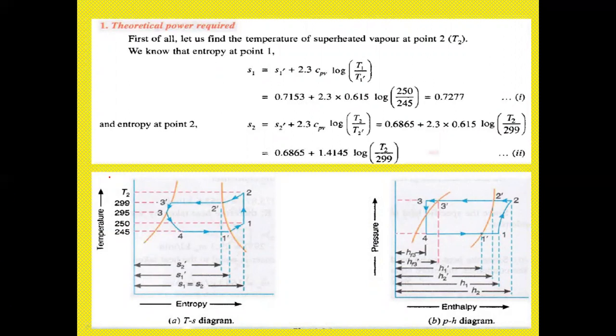Now see here. So there is a temperature line. This is an entropy line. So the entropy line is on the x-axis, the temperature line is on the y-axis. So here we are having 1 dash, 2 dash, 3 dash, 4 dash.